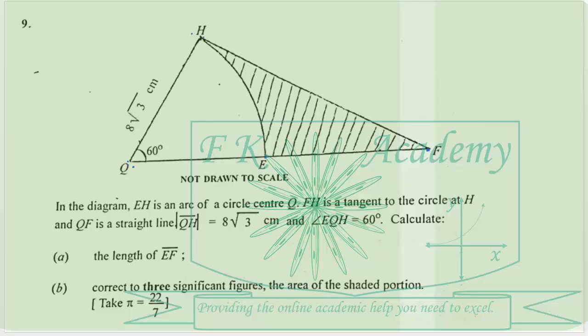Question number 9 says, in the diagram, EH is an arc of a circle center Q. FH is a tangent to the circle at H, and QF is a straight line. The length of line segment QH is equal to 8√3 centimeters, and angle EQH is equal to 60 degrees. Calculate the length of line segment EF. So let's tackle this part.